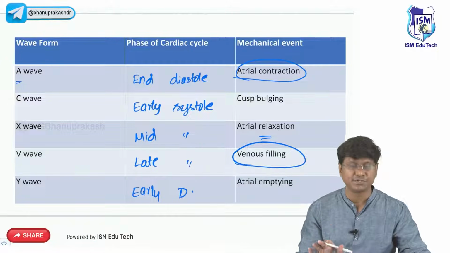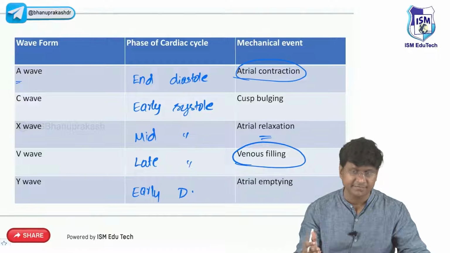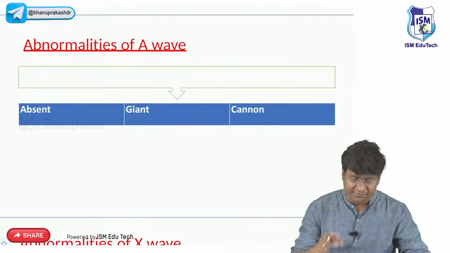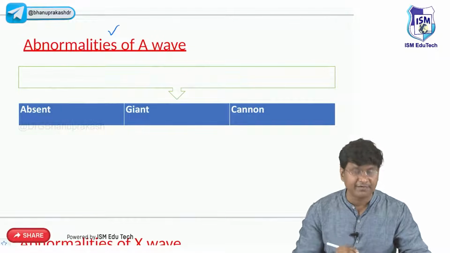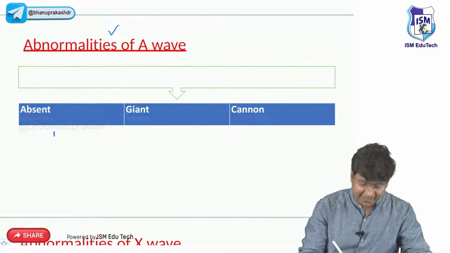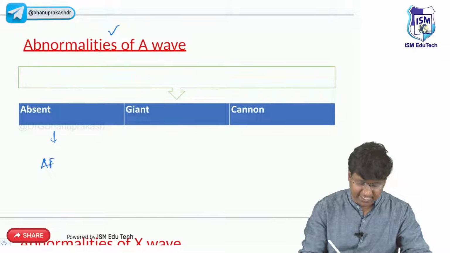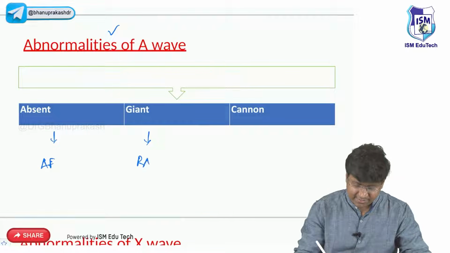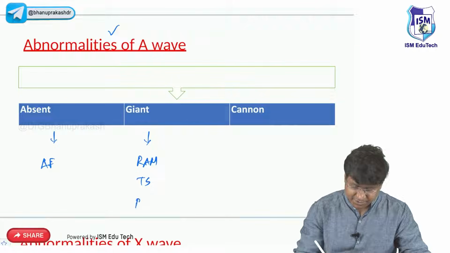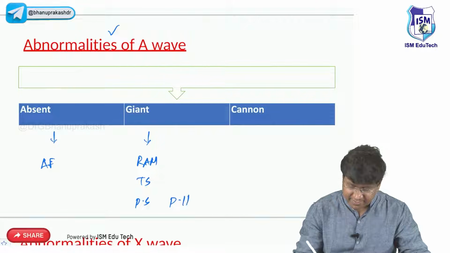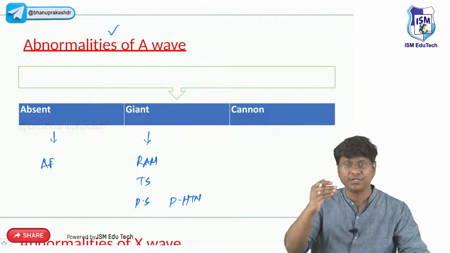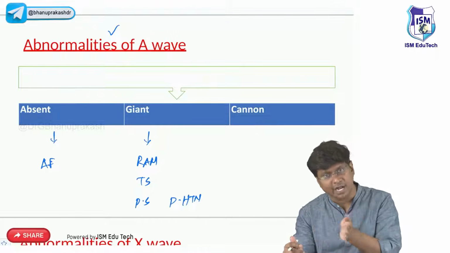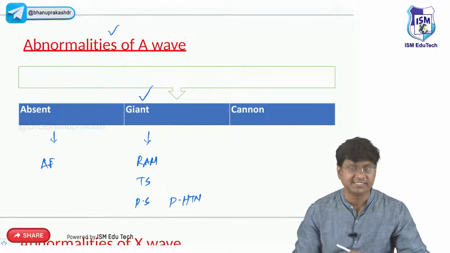So this is a quick revision of the correlating mechanical events in the JVP with the cardiac cycle. Now you need to know the abnormalities of the JVP. That is the conditions where you have abnormalities of the A wave. Absent A wave, you come across this in atrial fibrillation. Giant A wave, you come across this in right atrial myxoma, tricuspid stenosis, pulmonary stenosis, and pulmonary hypertension. Okay, that means your right ventricular inflow tract obstruction and right ventricular outflow tract obstruction. You get this giant A wave.